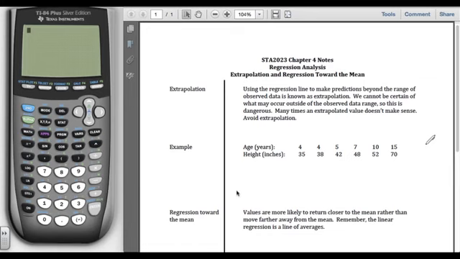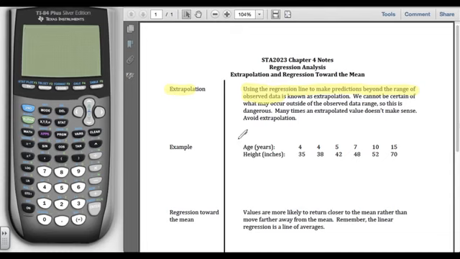Up next, we're going to talk about a couple of ideas. The first idea is the idea of extrapolation. We're going to define extrapolation as using the regression line to make predictions beyond the range of observed data.